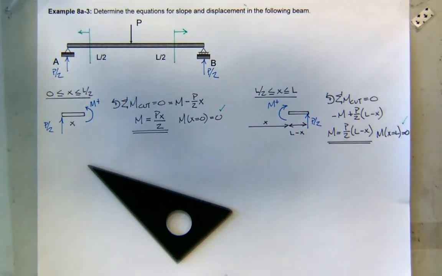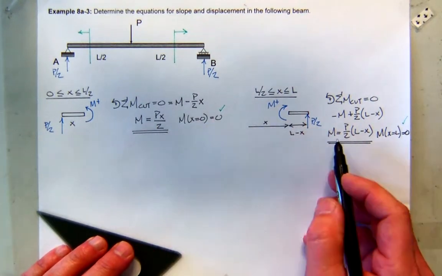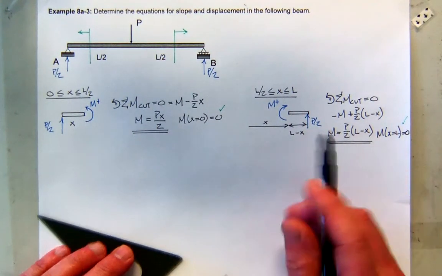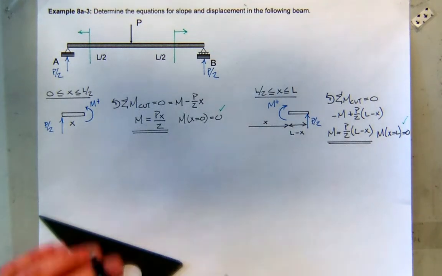So I feel pretty decent that my 2 moment expressions are okay. Is there some other way I can check those 2 moments to make sure that they're okay? Do they share a point in common? Yeah, where? At L over 2.